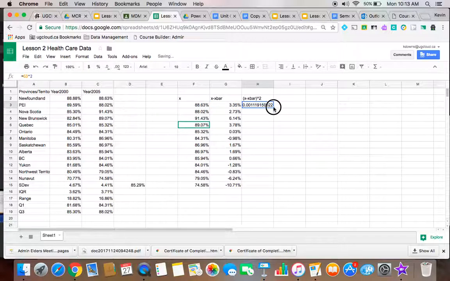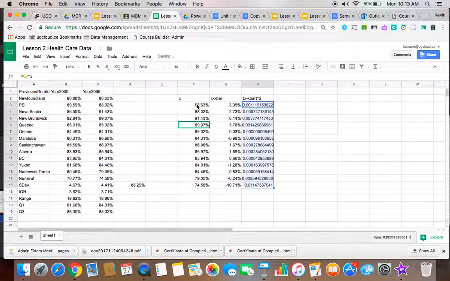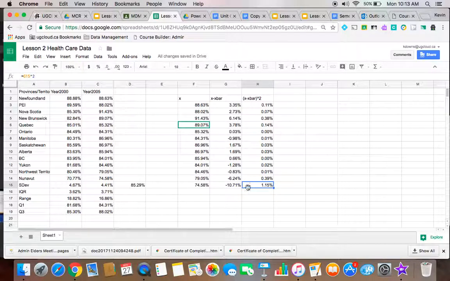We take every one of the squared distances. You'll notice that points closer to the average are worth less than the ones further away. Let's put these back into percentages so you can see. Something further away is going to be worth more in this x minus x bar squared. Now what we do is we add up all those numbers.